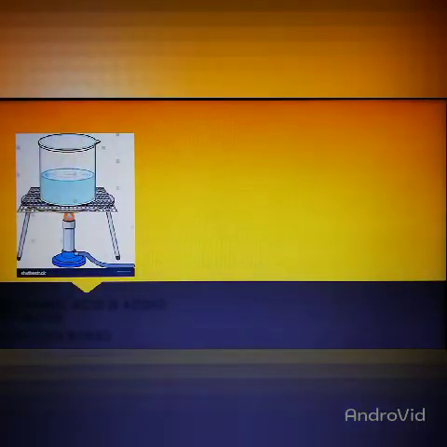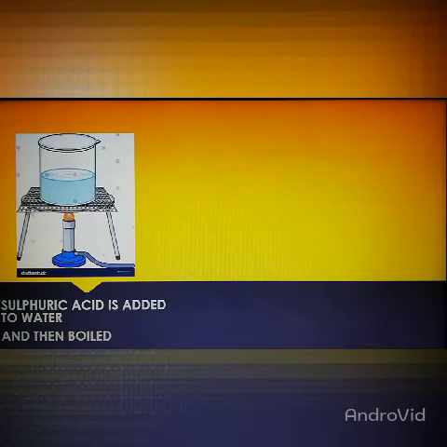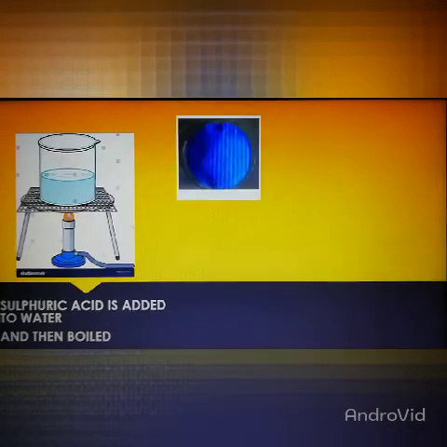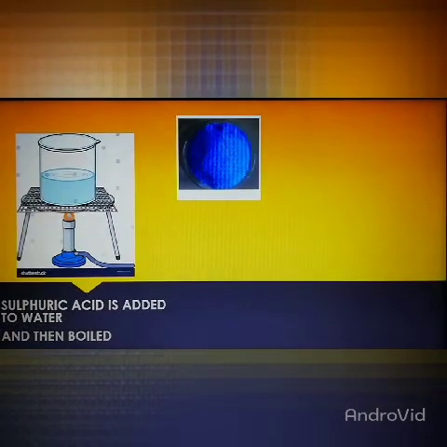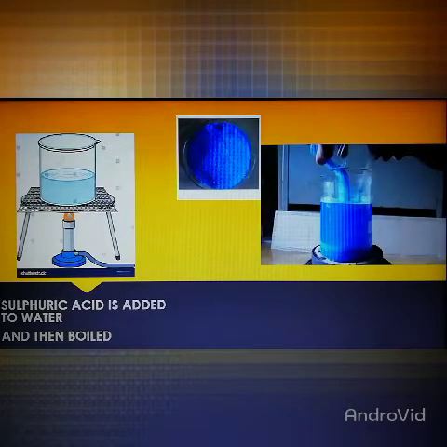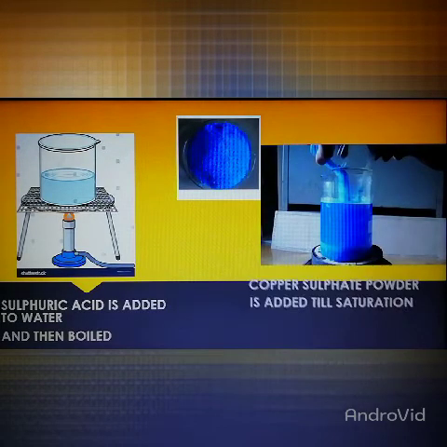Children, let us learn about another interesting change. You see, there is a beaker of water to which sulfuric acid is added and it is boiled, right? Now you see here beautiful powdered copper sulfate, that blue colored, right? Now this powdered copper sulfate is added to the boiling water till it becomes saturated.